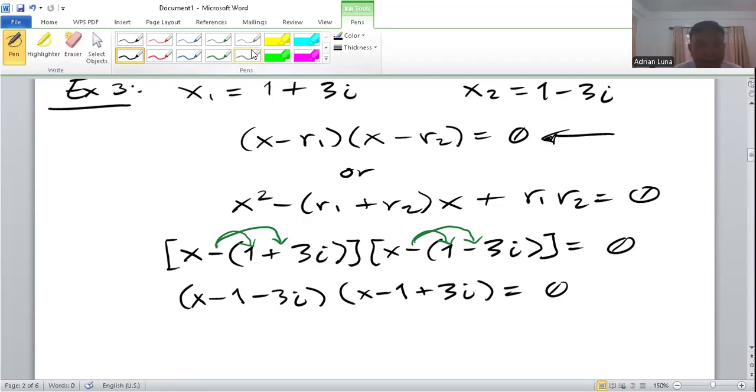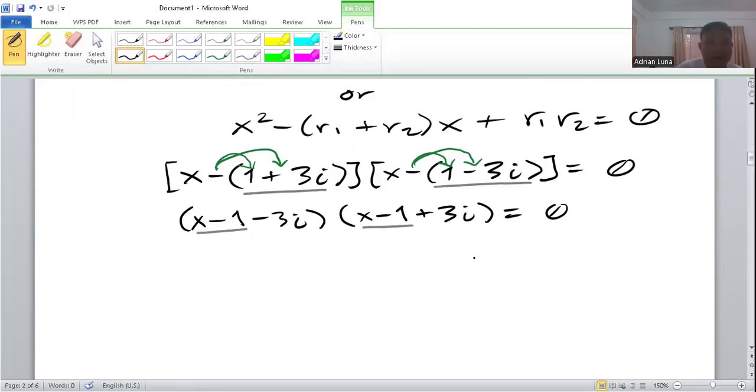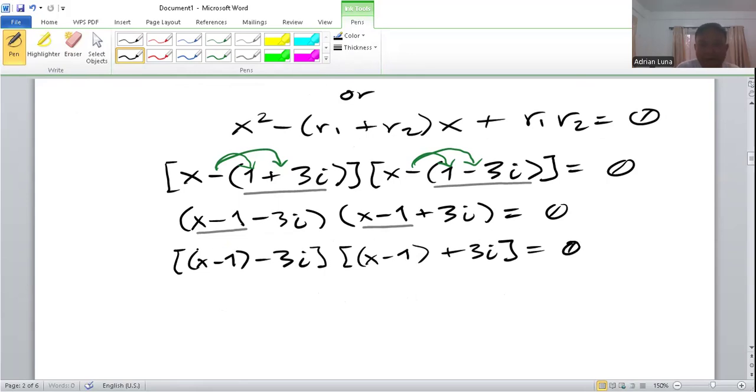Kung kanina, kung napansin nyo, ito yung nakagroup. Dito, we can group this. We can group that. Pabalik na rin lang natin. So, that would be x, the quantity of x minus 1 minus 3i times the quantity of x minus 1 plus 3i is equals to 0. And pwede na tayong mag-FOIL. FOIL tayo paano? Ito.